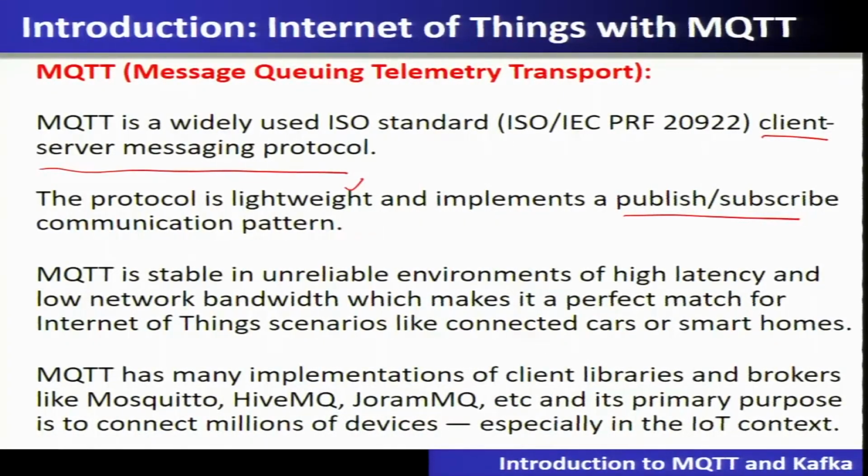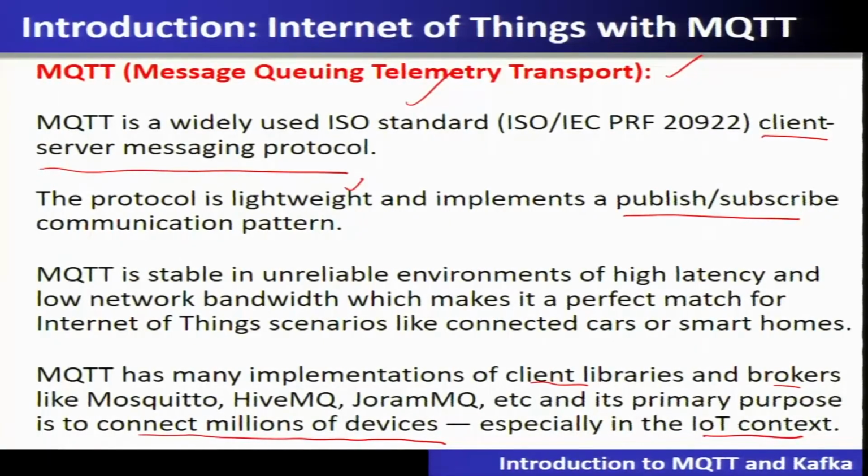MQTT has many implementations of client libraries and brokers like Mosquitto, HiveMQ, and so on, and its primary purpose is to connect millions of devices, especially in the Internet of Things context. So as the details suggest here in this slide, we can summarize that MQTT is a messaging protocol and the full form is Message Queuing Telemetry Transport.